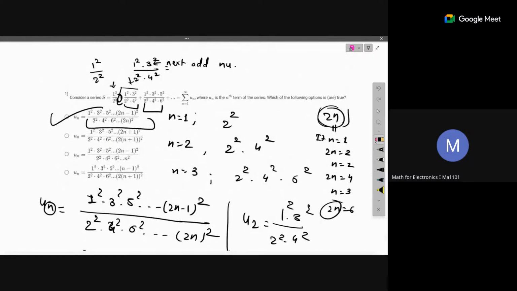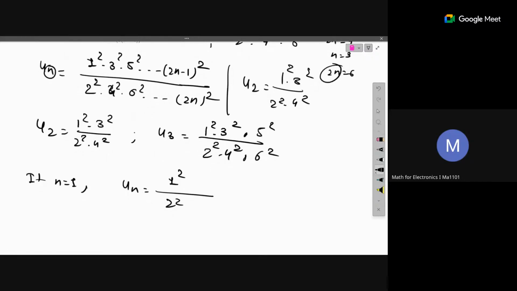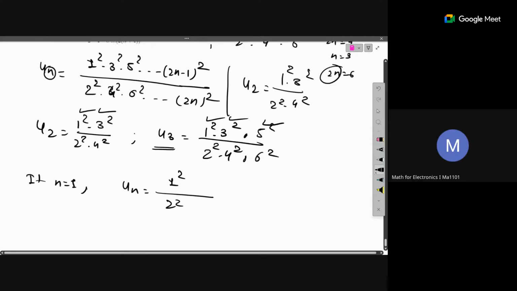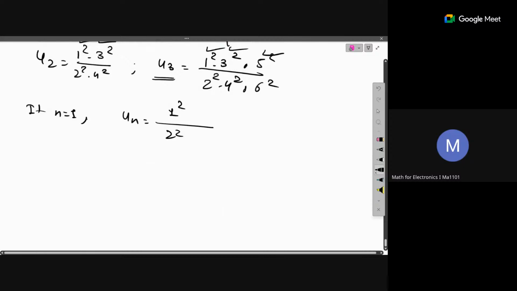See, in u2 there are two terms in the numerator, right? In u3 there are three terms. So in u_n there will be n terms. So this is the first term, second term, third term, and so on. So in u1 there will be one term only, and that one term is 1 square by 2 square.